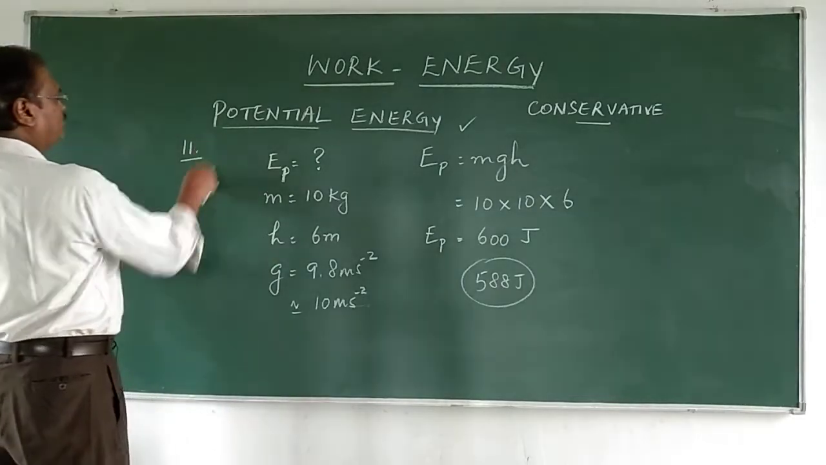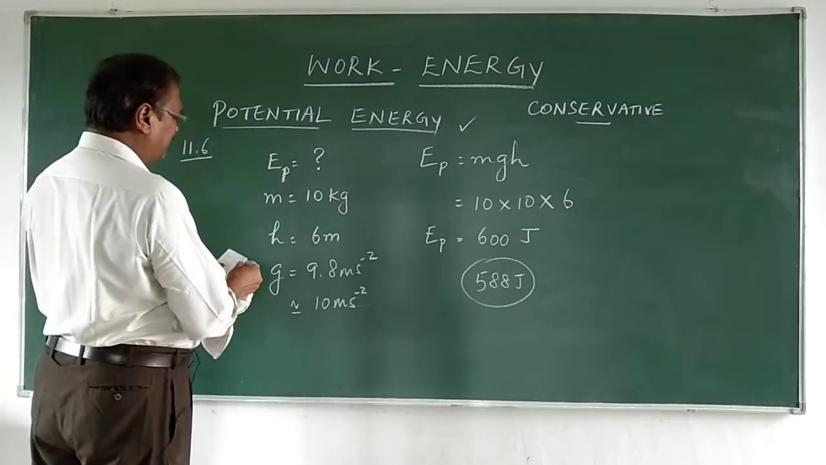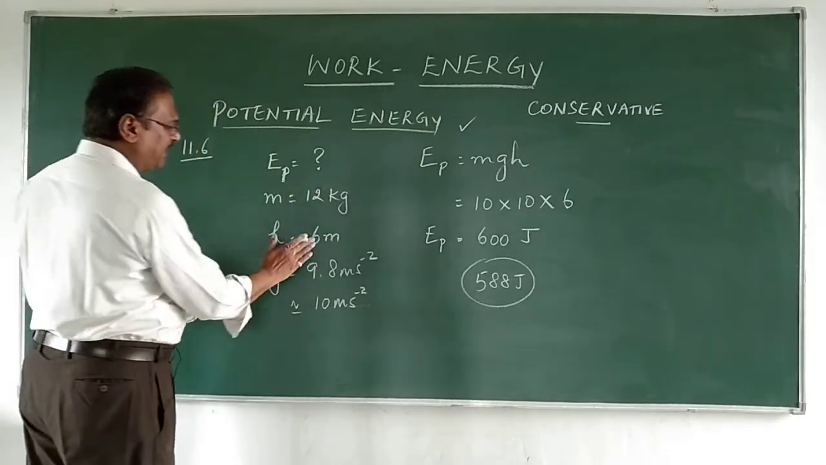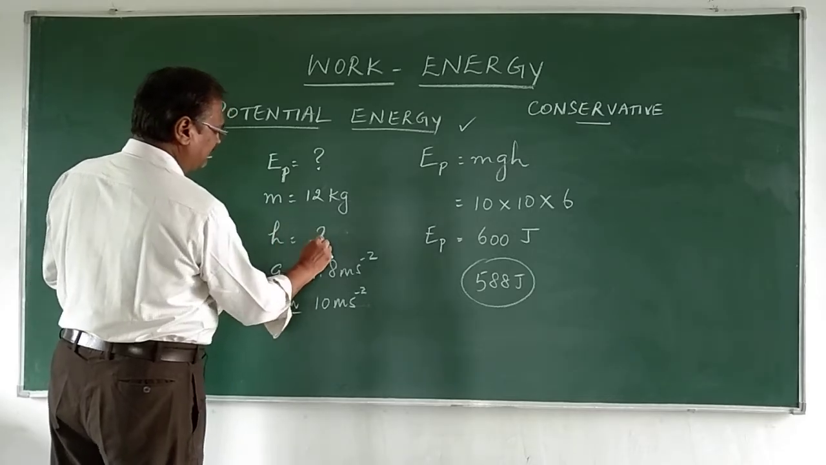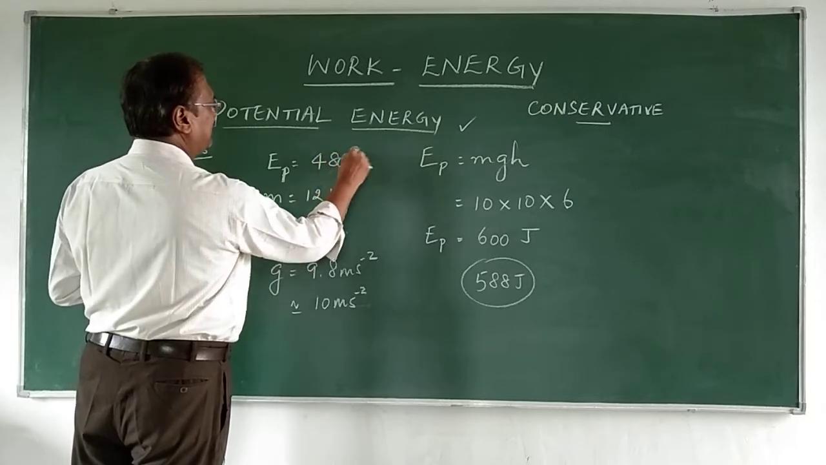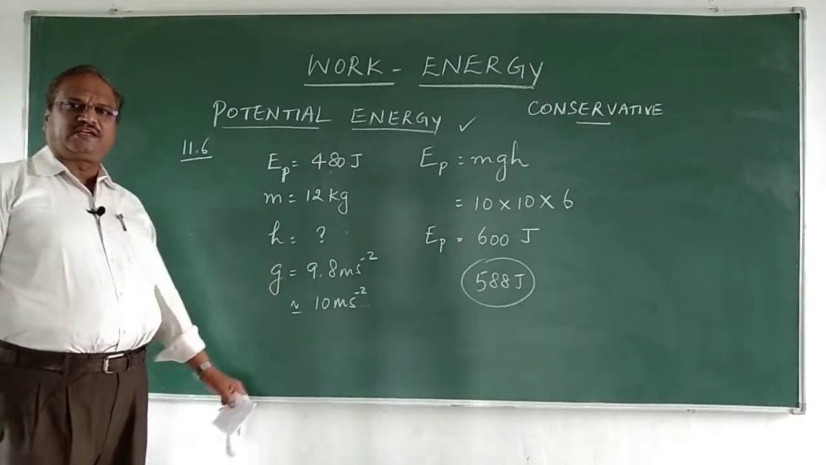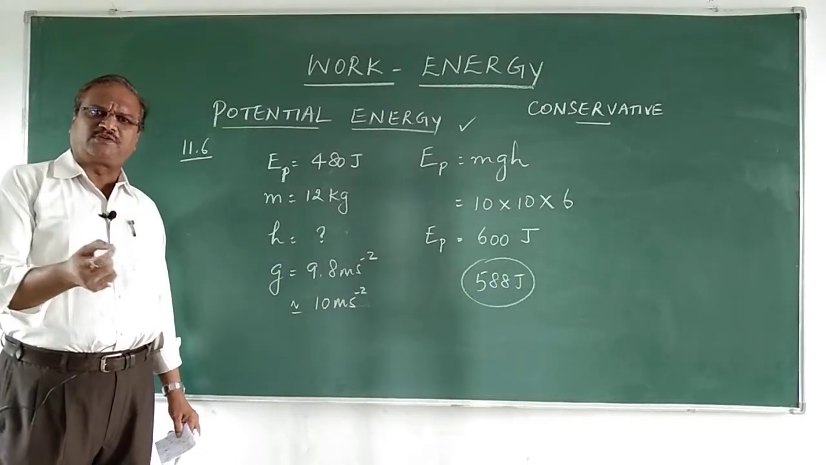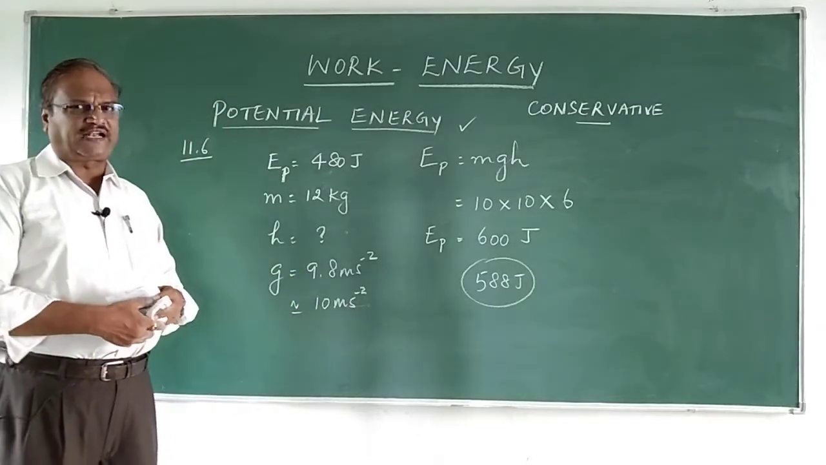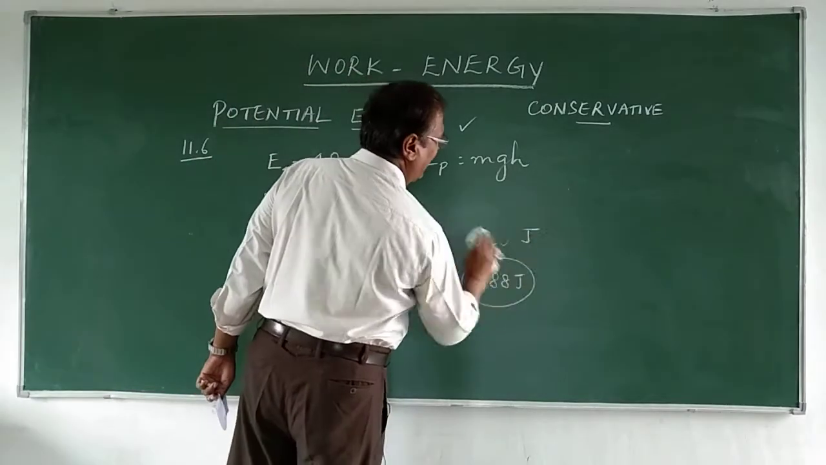Now, this is question number 11.6. In this, they have given mass is 12 kilogram and height you have to calculate, and they have given energy as 480 joule and g is the same. In your textbook, maybe in some textbooks there is an error. g is given as 120. Don't worry, it is not 120. That is only 10 meter per second squared, which you can check in your answer.